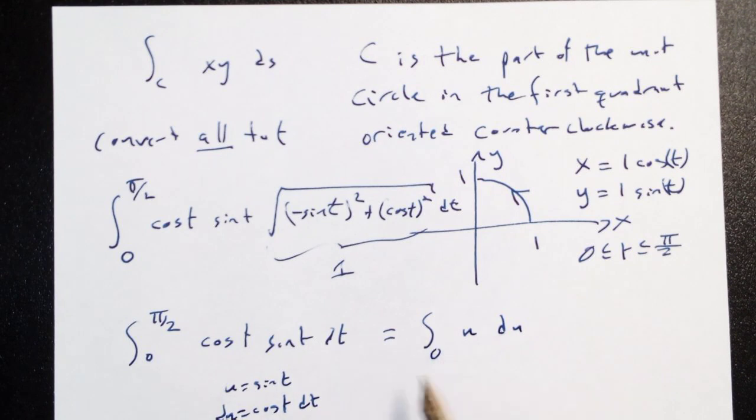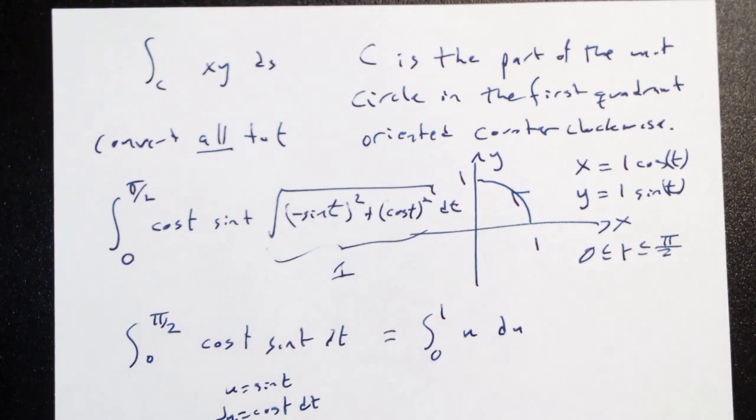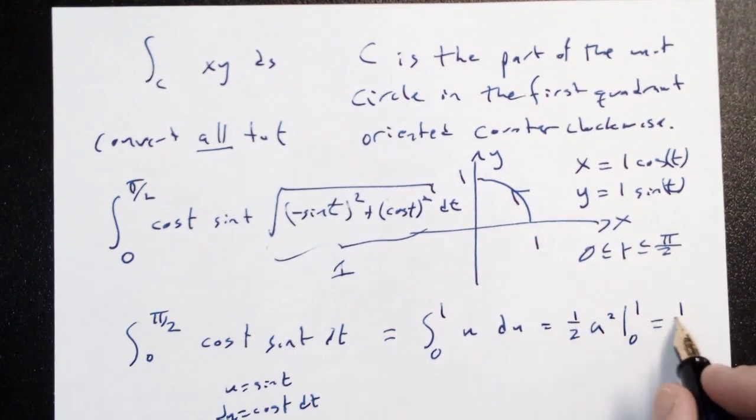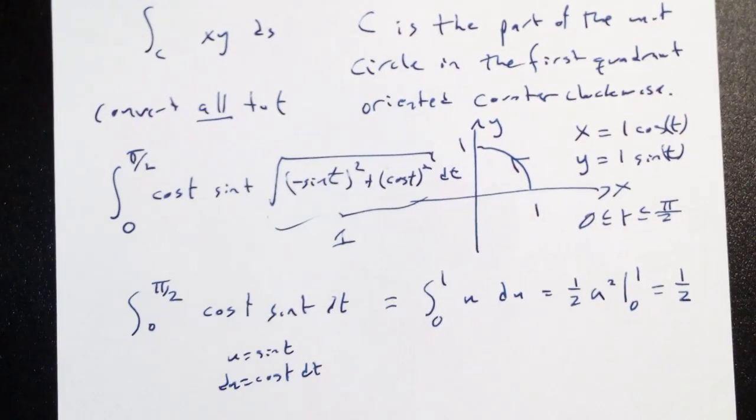Sine of 0 is 0. Sine of pi over 2 is 1. That just became a really easy integral. The area under this curve is 1/2. But this area is not measured flat. It's measured around the circle.